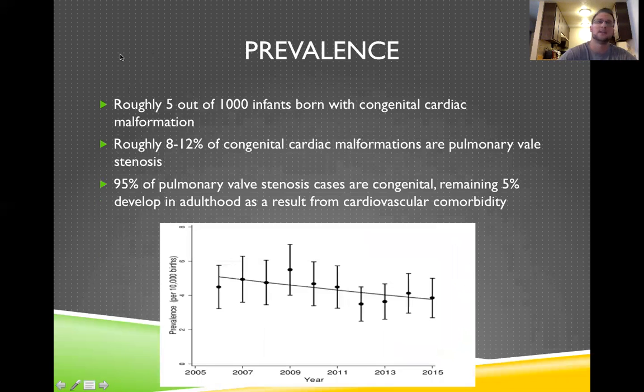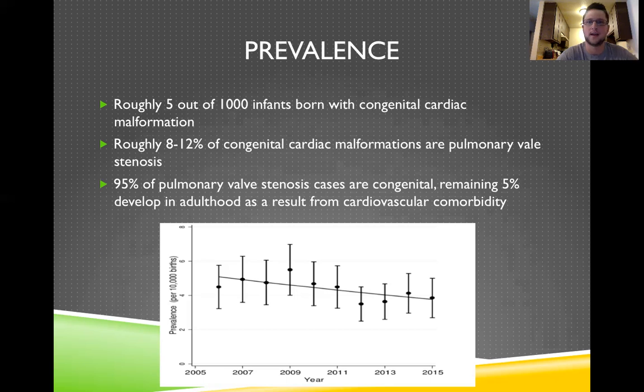So how prevalent is this? Congenital cardiac malformations are pretty common compared to a lot of other pathologies. Roughly 5 out of 1,000 infants are born with a congenital cardiac malformation. And then roughly 8 to 12%, so splitting the middle, say about 1 out of 10 of these infants born with these congenital cardiac malformations, are born with a stenotic pulmonary valve.